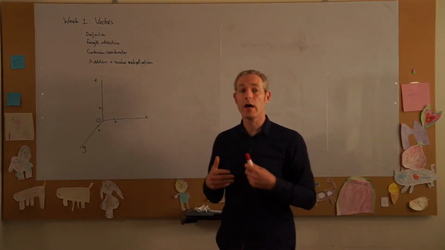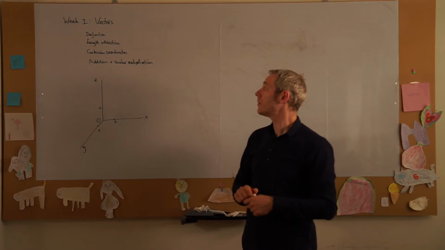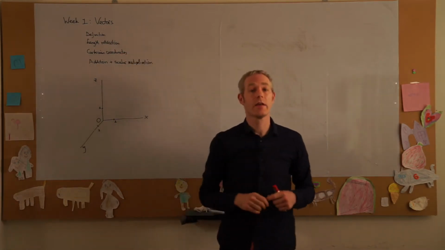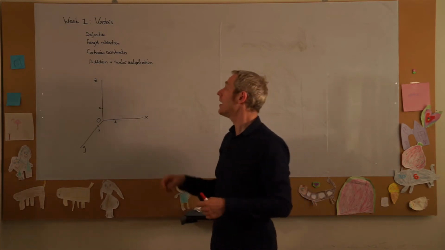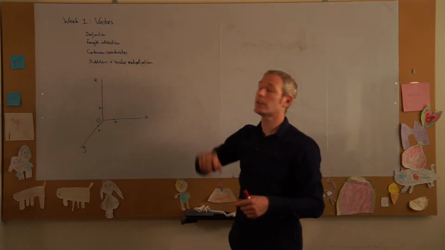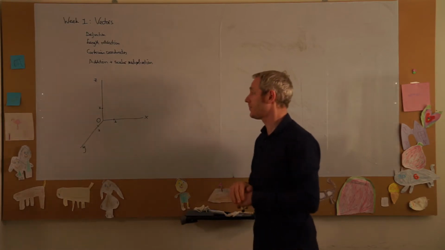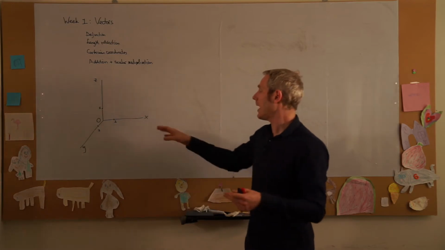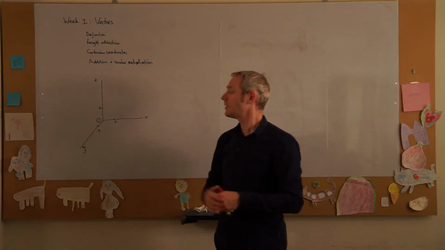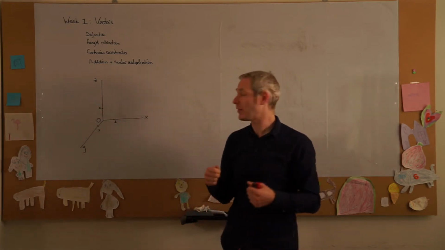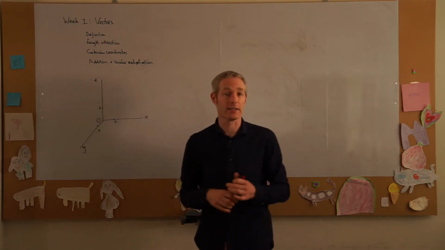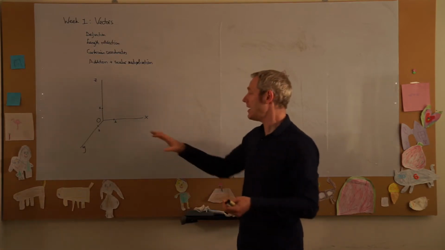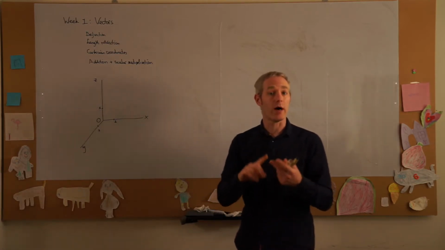We continue our lecture on vectors. In the previous video, you've seen the definition and the length and direction of a vector, and now we will talk about Cartesian coordinates, addition, and scalar multiplication. Cartesian coordinates are the coordinates we're most familiar with. We have an x, y, and z axis. Cartesian coordinates is simply expressing a vector in this space with its x, y, and z coordinates.